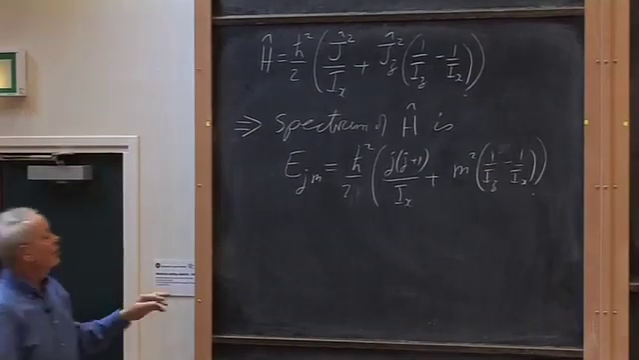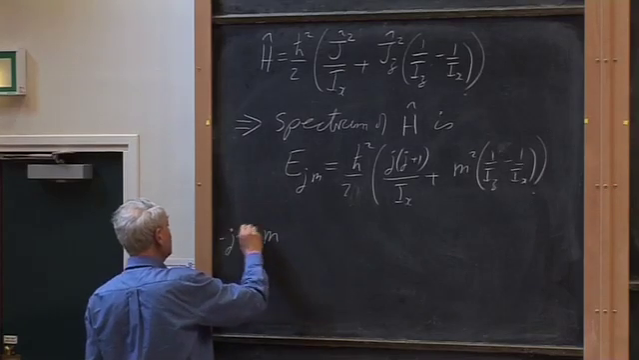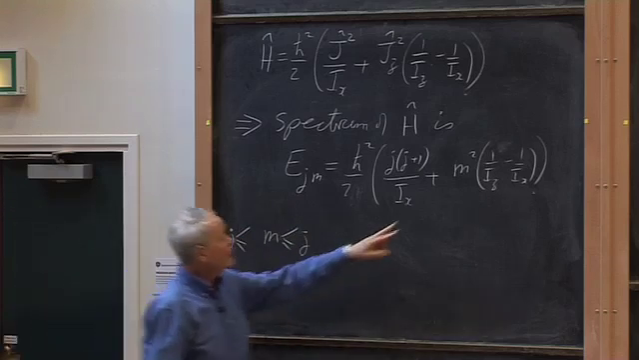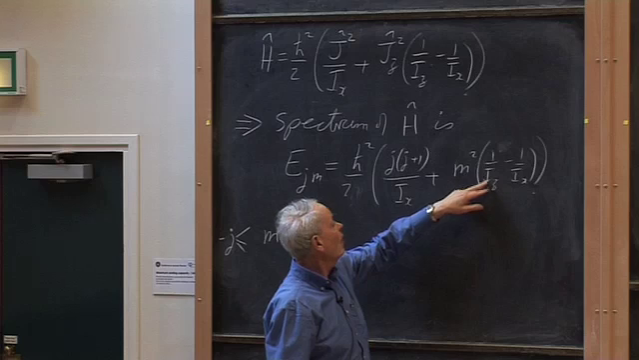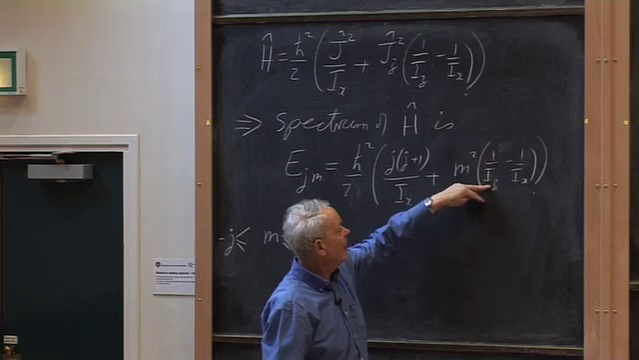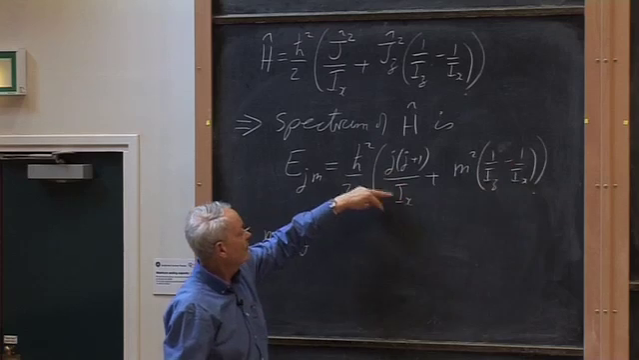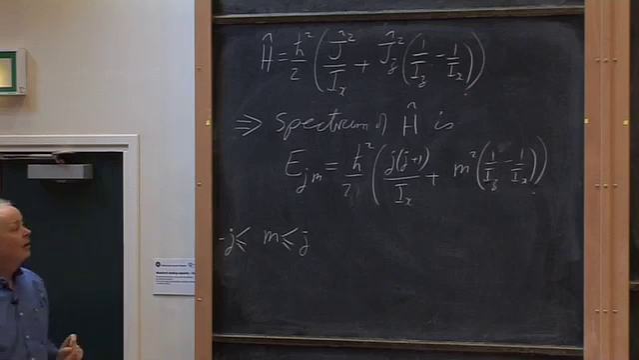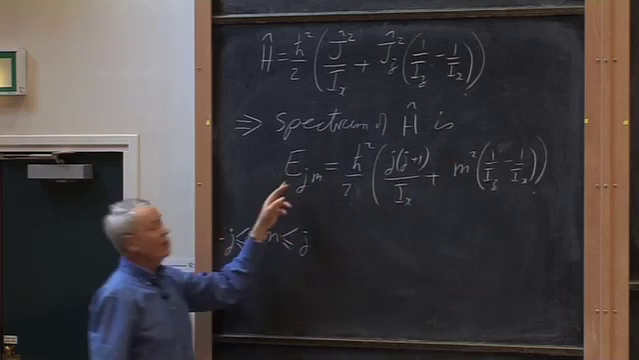Now, we know that m lies in the range minus j less than or equal to m less than or equal to j. That was one of the things we showed on Friday. So this number is generically of the same order as this number, but this 1 over Iz, I've explained, is a very much bigger number. Iz is very much smaller than Ix, so this number is very much bigger than this number, which is the same as 1 over this number here. So the coefficient of m squared is huge. And that means that if m were anything other than 0, the energy would be enormous.